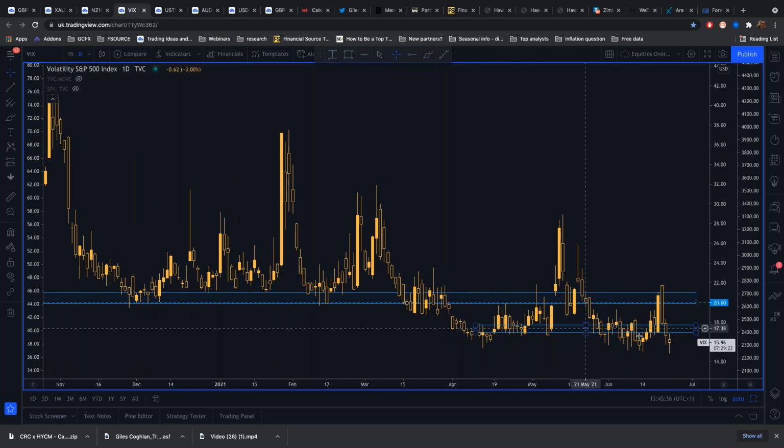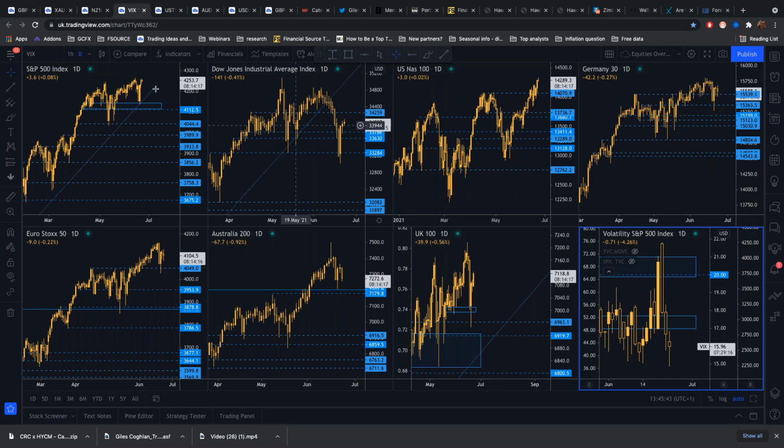So the VIX at the moment is saying equity prices should keep rising. Look, it's pushing lower, and so we expect equity futures are pushing higher. So that's the relationship that we expect.